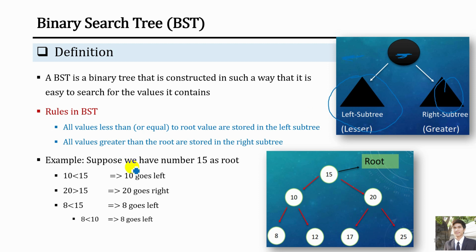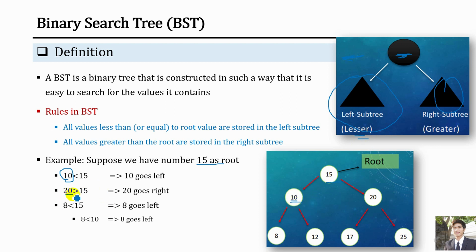So for example, suppose we have the number 15 as the root. This is the root of the tree. If we want to insert our data, let's say 10, in which way should we insert it? We check the root here. Because the number 10 is less than 15, our rule is that numbers lesser than the root go left. So our data is put on the left.